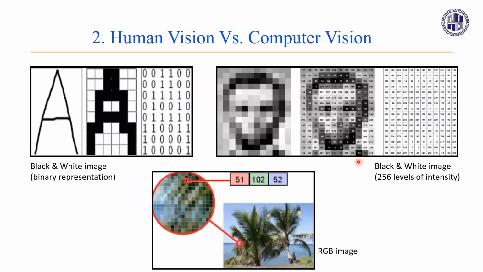So coming to human vision versus computer vision. Here we can see images like black and white images. Computer can use binary numbers like 0 and 1, where for this particular image, 0 represents white pixels and 1 represents black pixels. Similarly, for gray images, there can be more than two representations as compared to black and white images. We can see here for this image, 256 levels of intensity are there to describe this image. For color images, we have different specifications.